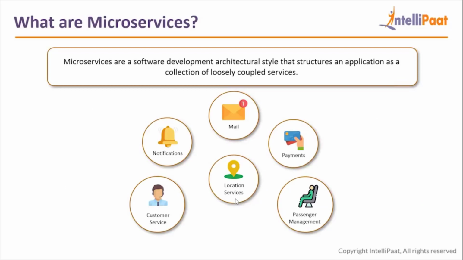Now, to solve this, we came up with the microservices architecture. Now, what is the microservices architecture? Each and every module, that is the customer services function, or the notifications function, or the mail function, the payments function, passenger management function, location services function, they're all segregated from each other. They all exist independently. That is, they're not dependent on each other.